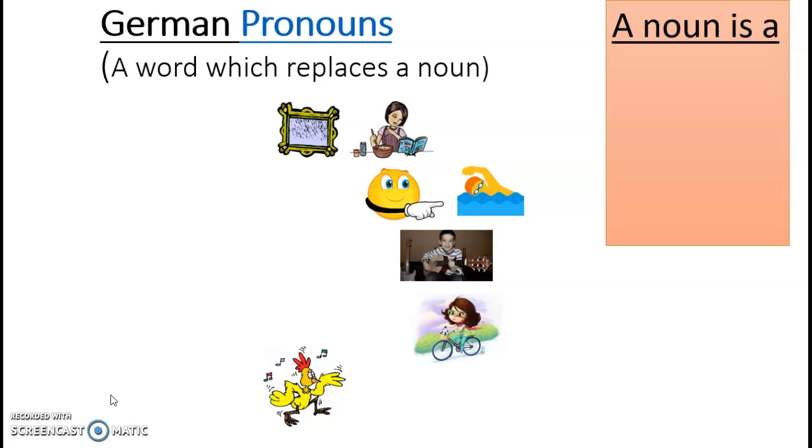So today is lesson number 4. We're going to talk about the German pronouns. That's a word that replaces a noun. None of this is new. You have seen all of these pronouns. This is just to emphasize what they mean.